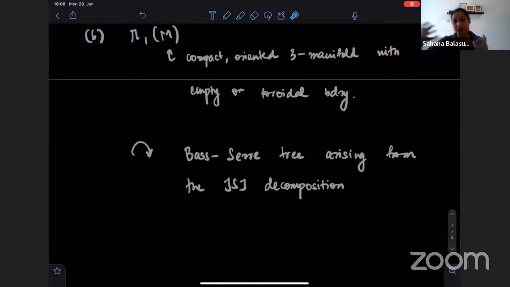And when you cut your space up into these components that are much easier to understand, that decomposition gives rise to a Bass-Serre tree, and the group, of course, has an action on this tree. And this is, of course, hyperbolic because it is a tree.